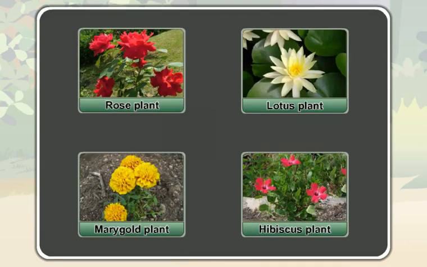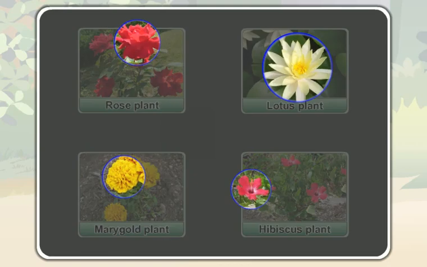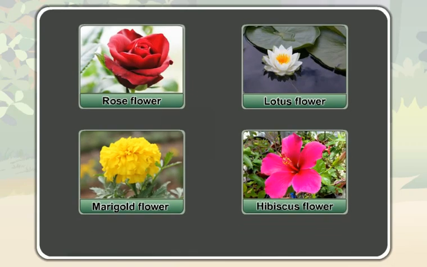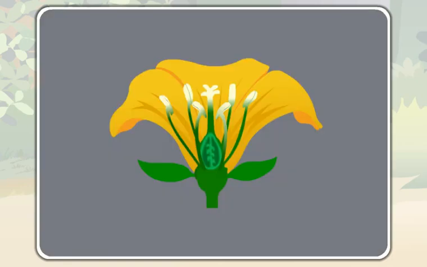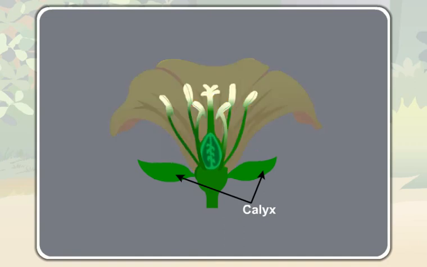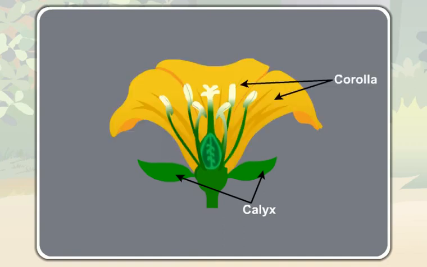Students, now you must have understood that only flowering plants have flowers on them. Different flowers have different colors, shapes, and sizes. A flower has different parts too. The outermost green layer of a flower is called the calyx. The colorful layer of a flower is the corolla.